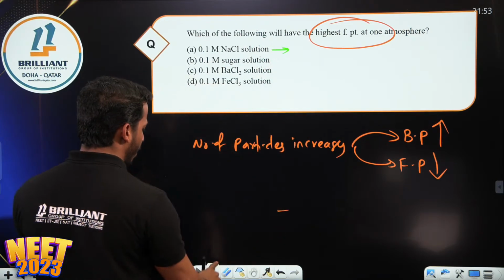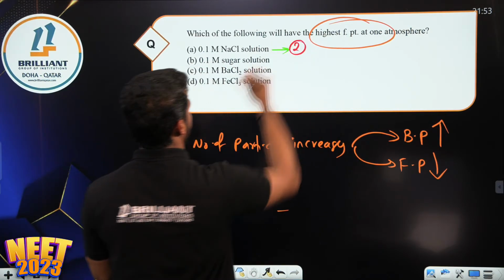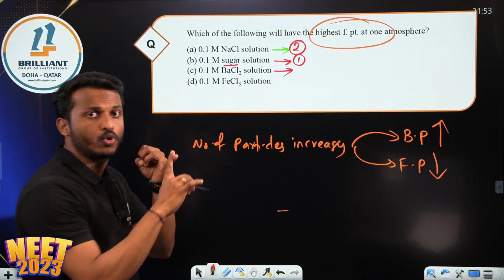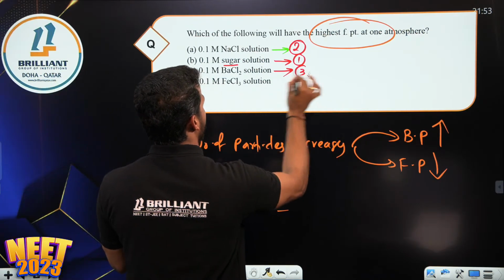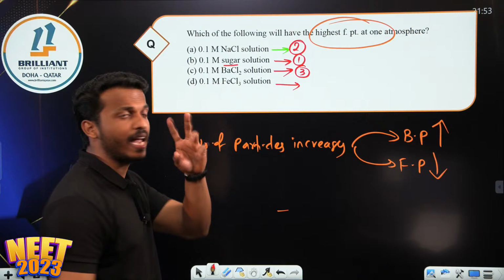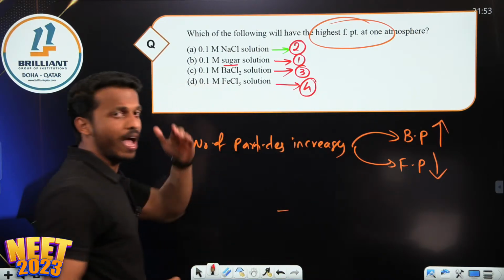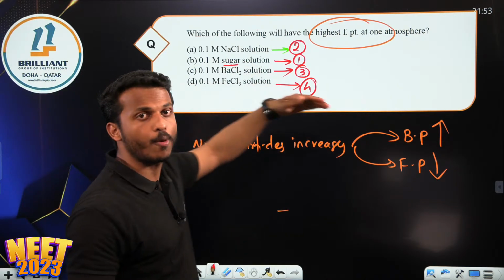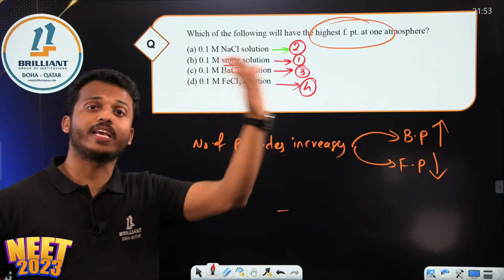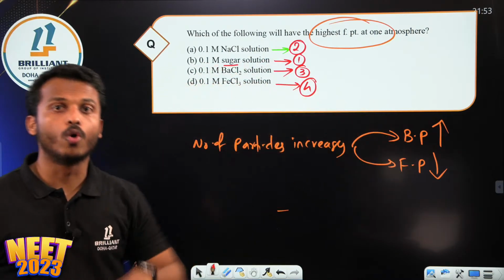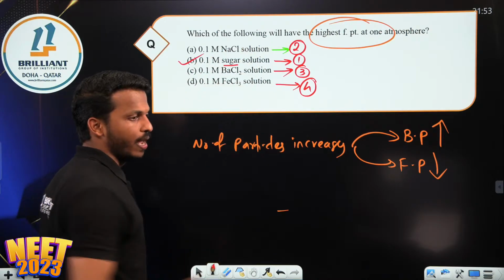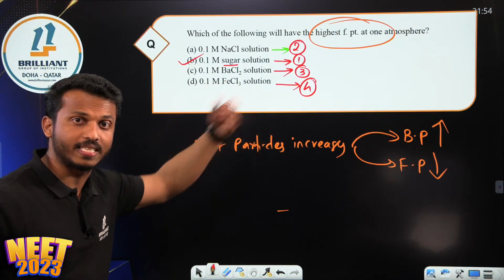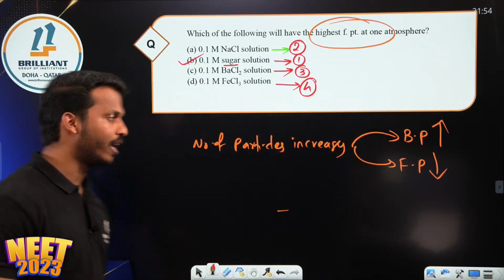NaCl will give you Na plus and Cl minus, that means 2 ions. Sugar won't split, dear all. Barium chloride will give you barium 2 plus and 2 chloride, that means 3 ions. FeCl3 will give you Fe3 plus and 3Cl minus, total 4 ions. As the value of i increases, as the number of particles increases, freezing point decreases. So in the question, which one has the highest freezing point? The one which gives the lowest number of particles. So what is the answer? Option B is the correct answer. Careful about the data, okay? As the number of particles increases, boiling point increases but freezing point decreases.